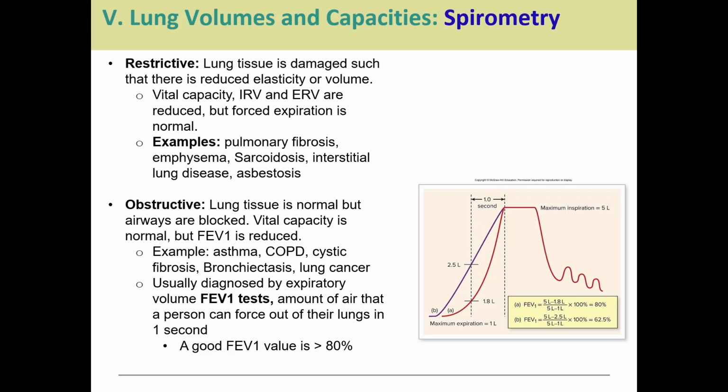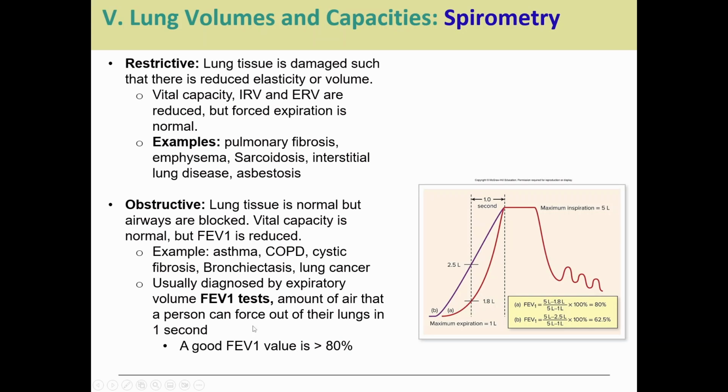Obstructive, this is where the lung tissue is normal but the airways are blocked. So the vital capacity is normal, but the FEV1, which is the forced expiratory volume at 1 second, that gets reduced. And so this is going to be an example of things like asthma, COPD, cystic fibrosis, lung cancer. Usually we're looking at an FEV1 test for this. Again, we're looking at how much air a person can force out in 1 second. So the ratio of it is how much air compared to your forced vital capacity. So that's what we're comparing it against.